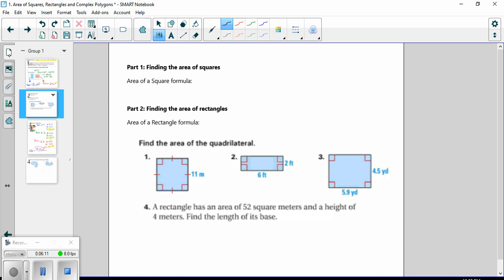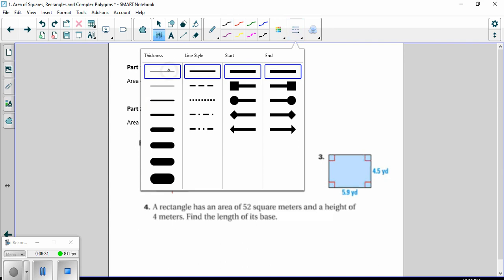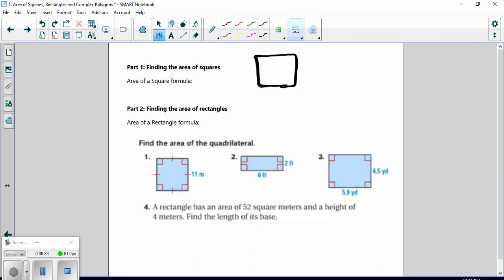So finding the area. To find area of a square, there's a number of ways that you can find the area of a square. So the one key thing with squares is that all the sides are the same. So if this is my square, then all the side lengths are the same. So you'd see these tick marks. These tick marks mean that these side lengths have the same measure.